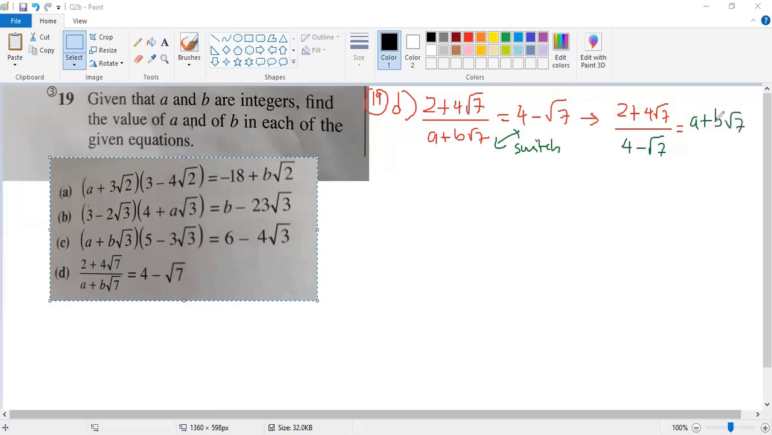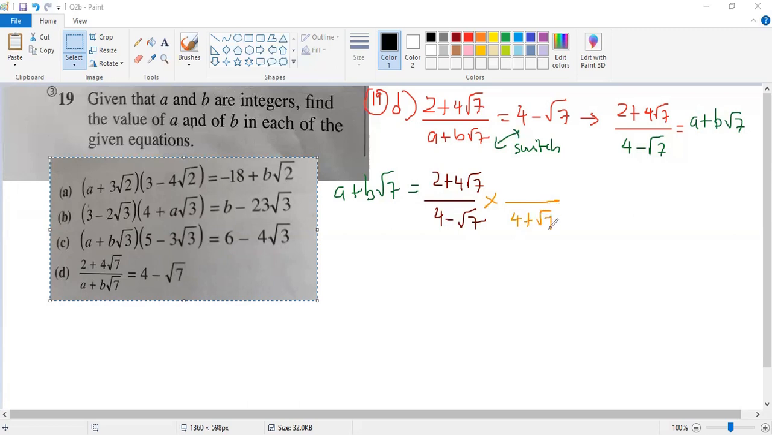So I realized that I can just do an arithmetic count, not algebra, purely in numbers. So let's begin. A plus B root 7 equals 2 plus 4 root 7 over 4 minus root 7. The idea is that you have to rationalize the denominator, because there's no denominator on the left-hand side. That's the logic, over 1, in case you're wondering.